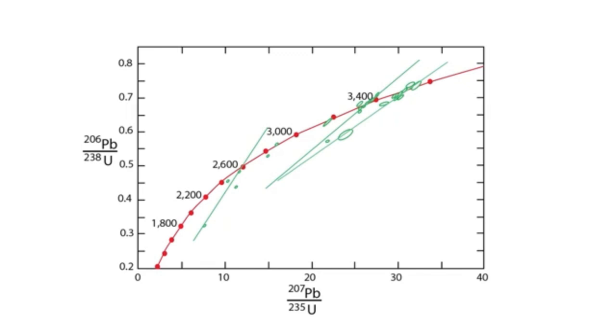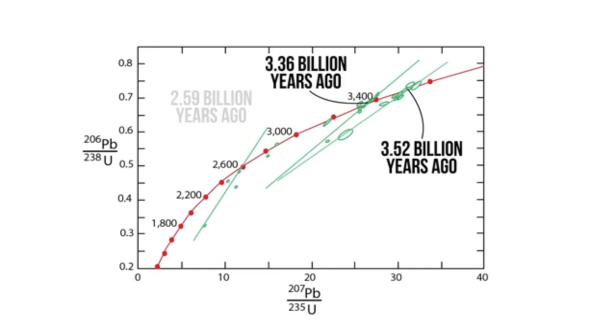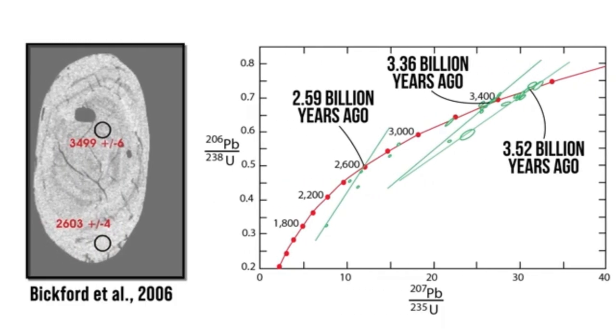This sample contains 3 or more age groups, at around 3.52, 3.36, and 2.59 billion years ago, which tells us the age of the rock. The scientists who gathered this data suggested that rocks of 2 different ages, 3.52 and 3.36 billion years, were mixed together during a deformation event around 2.59 billion years ago, which also caused young rims to grow on the older zircons.